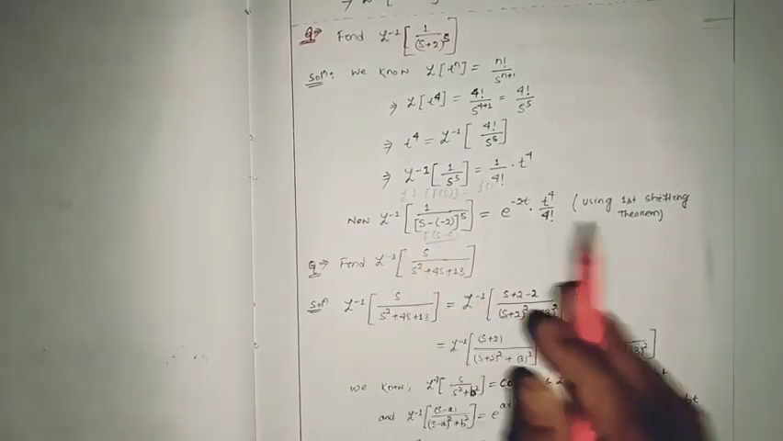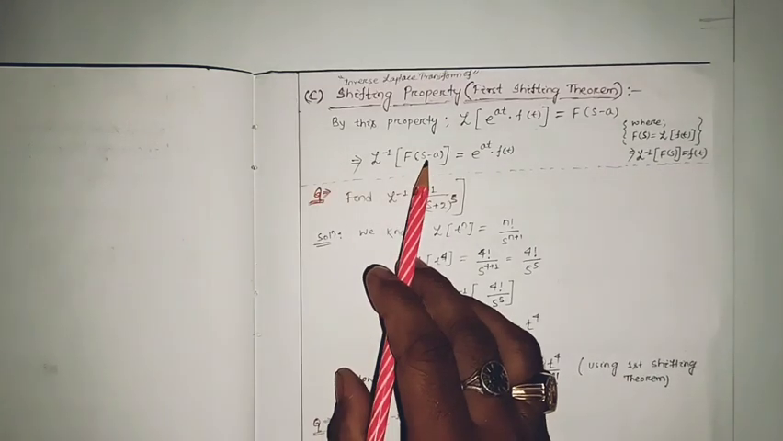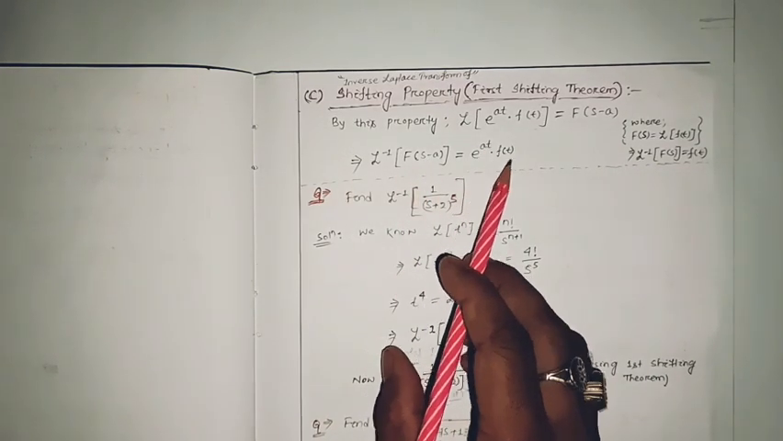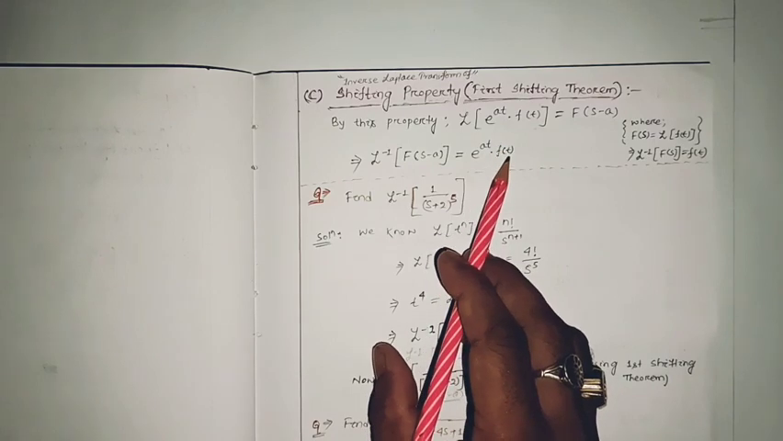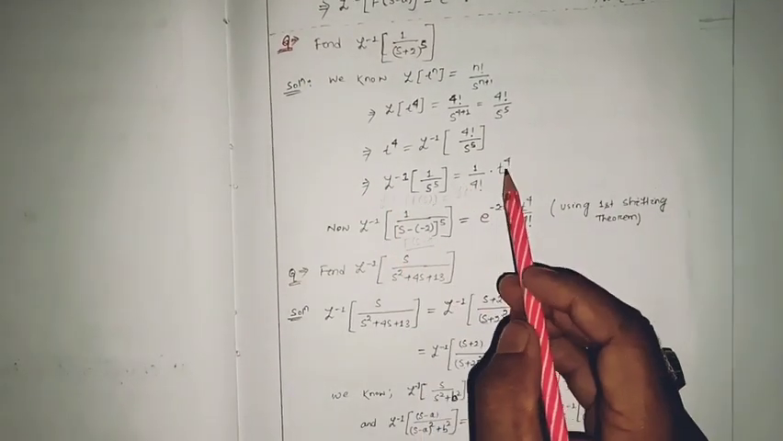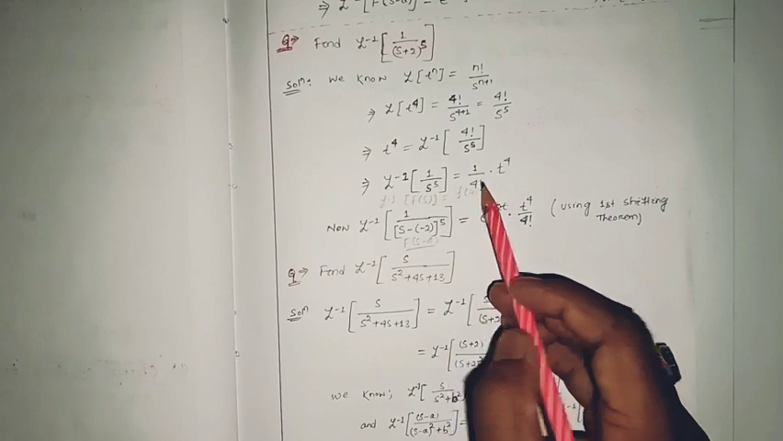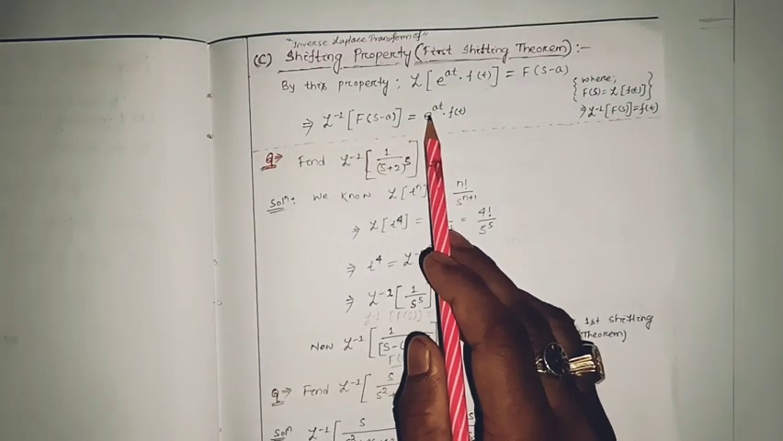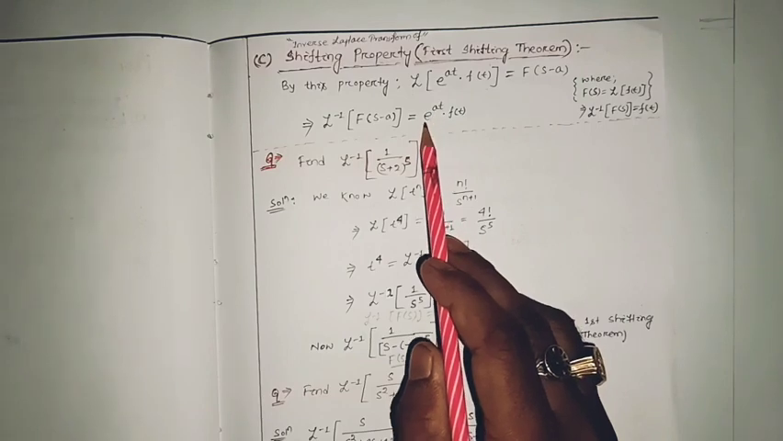Okay, so the inverse Laplace transform of F(s minus a) is nothing but e to the power at into whatever the initial function, that is your f of t. So here the initial function is nothing but t to the 4 by 4 factorial, which will be multiplied with e to the power at.